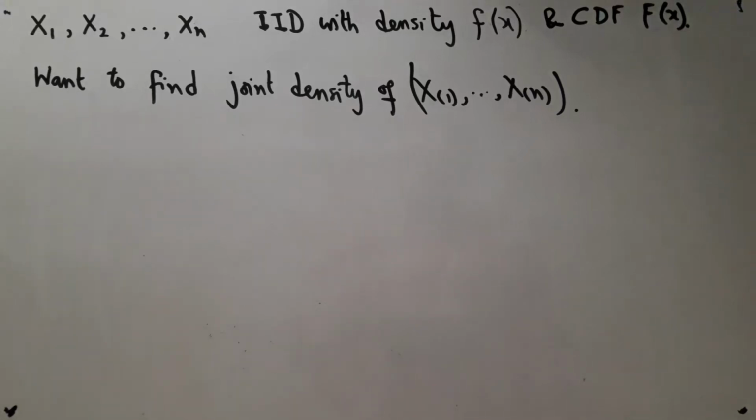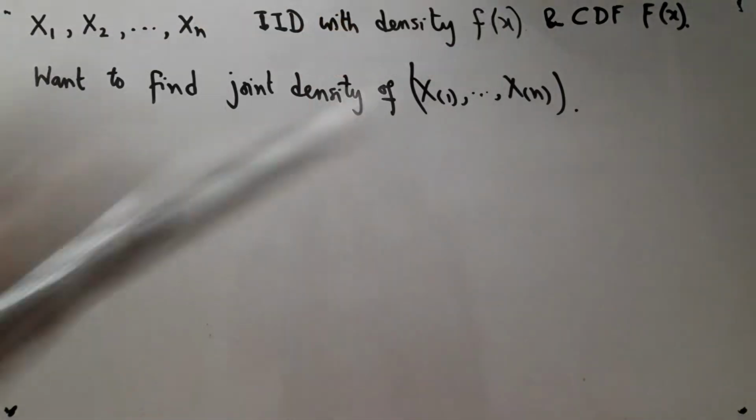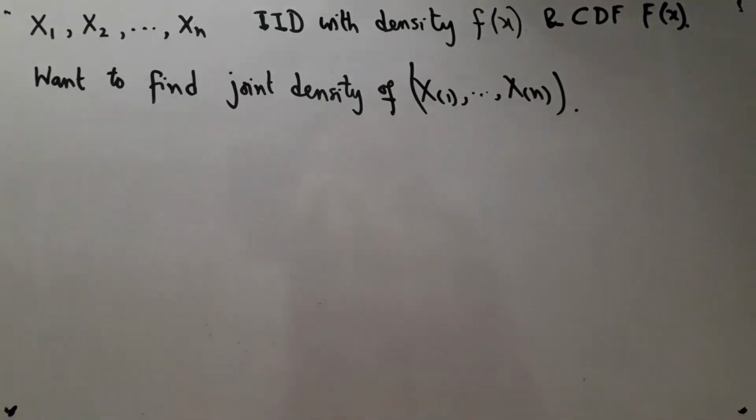Suppose that X1 to Xn are IID with density little f and CDF capital F, exactly the setup that we discussed in the last video. Now our aim is to find the joint density of all the order statistics together. Earlier we did it separately for this and separately for that. Now we want to get all of them, X(1), X(2), etc. up to X(n).